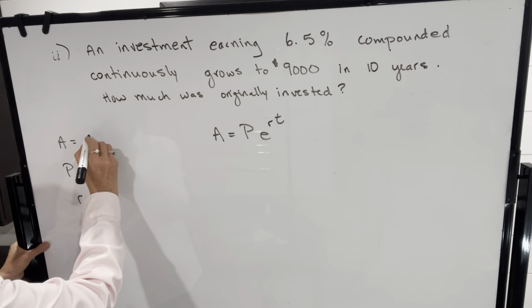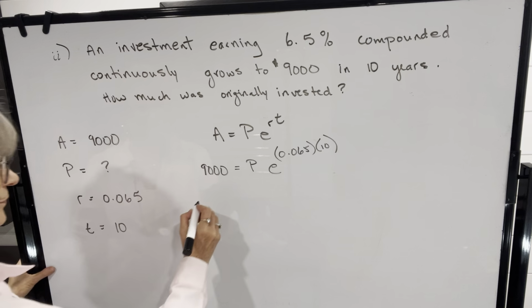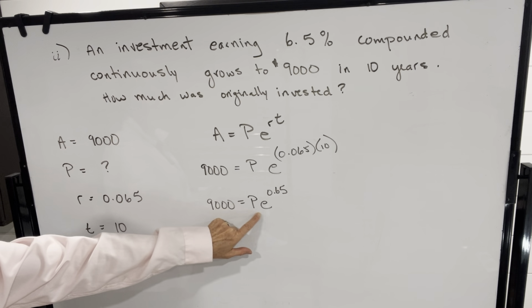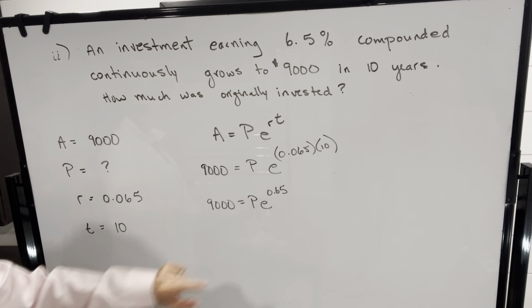Let's plug these values into our formula. So we have 9,000 equal to present value times e to the 0.065 times 10. Let's multiply that and just get one number there. Now in order to solve for P, we're going to divide both sides by e to the 0.65.